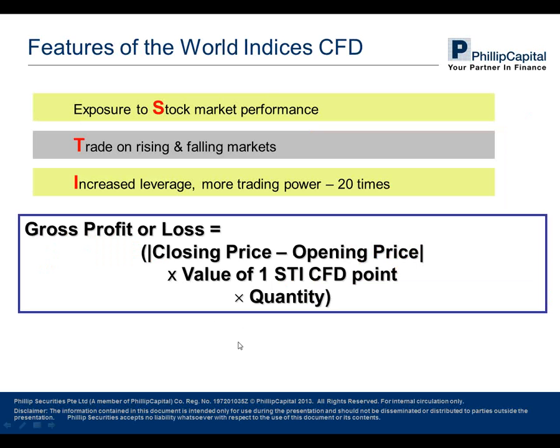So the features of the world indices CFD: it gives you exposure to broad-based stock market movement, and you're trading on the total rise and fall. So there is even more leverage on this. You've got 20 times, which means that our margins go as low as 5%.